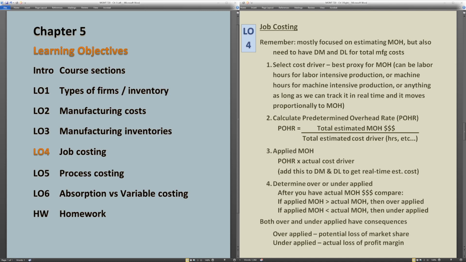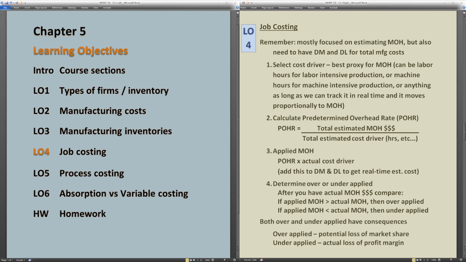So after you have the actual MOH dollars, then you compare. If the estimate that you calculated, which we call the applied, is greater than the actual MOH, then we call that over applied. So just look at that. If the applied is over, we call that over applied. If the applied is under, we call that under applied. So it relates directly to the greater than, less than, and the word applied.